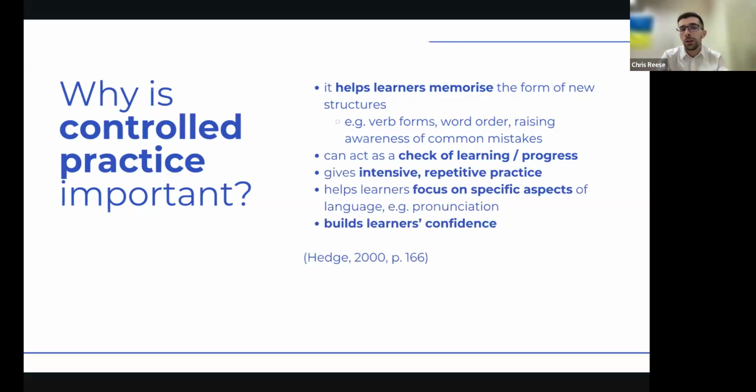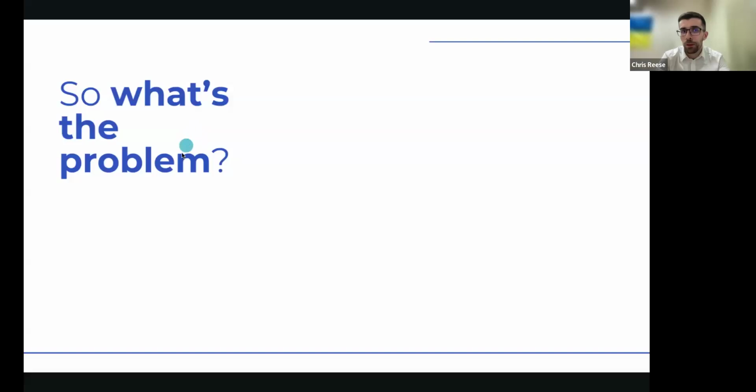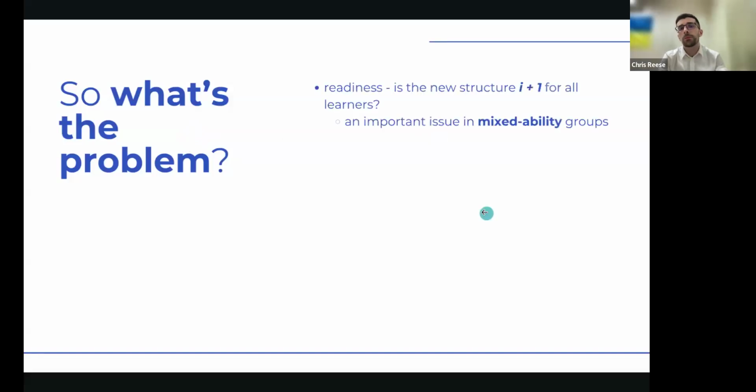So, what's the catch? What's the problem? Well, we could run into an issue with readiness. Just because I'm teaching a lesson on the present perfect doesn't mean that all of my students are ready to learn the present perfect. And that's a really big issue if you, like me, teach mixed ability groups, where some of your learners are going to be ready for it, but some of them, they're not yet. So they're kind of excluded from this part of the lesson. It's too difficult for them. They basically have to try their best, but sit out and hopefully be quiet while their peers who are further along do the work.